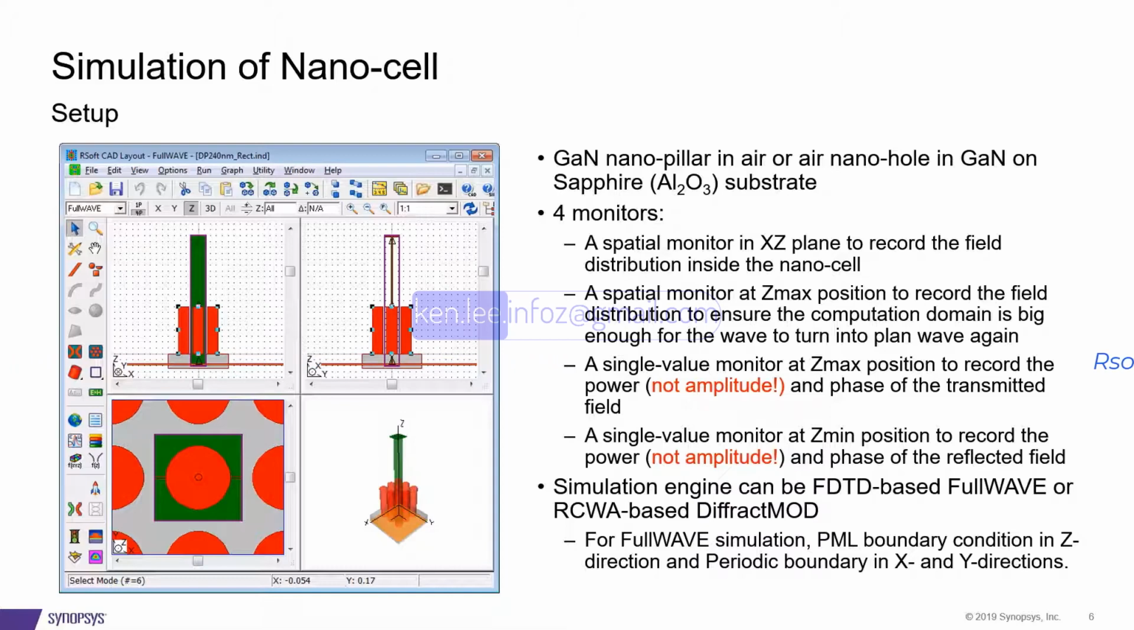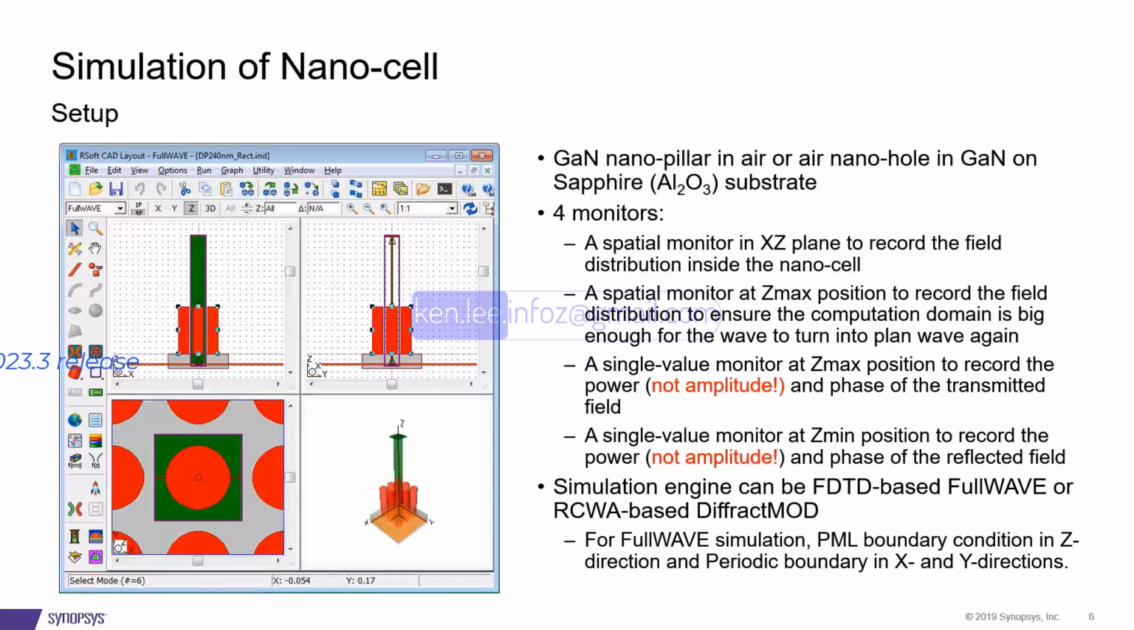In this example, we set up 4 monitors. A special monitor to record the field distribution inside the nanocell, then a special monitor at the end of the length of the nanocell to record the field distribution. Now we make this to make sure the computation domain is big enough for the input wave to go forward and then, well, to get reflected.